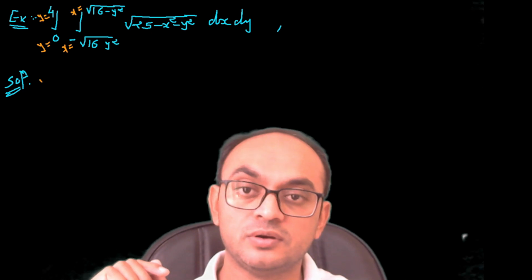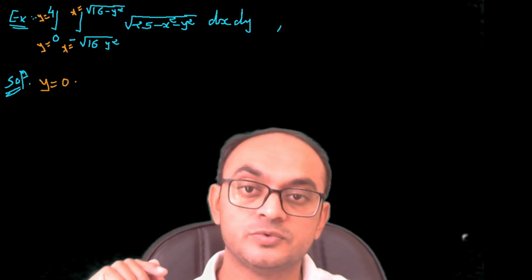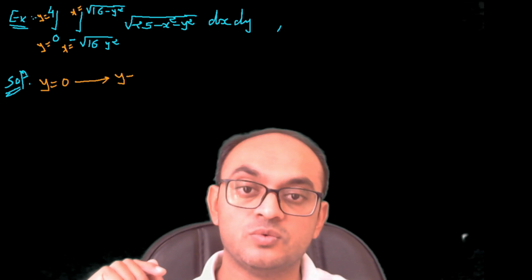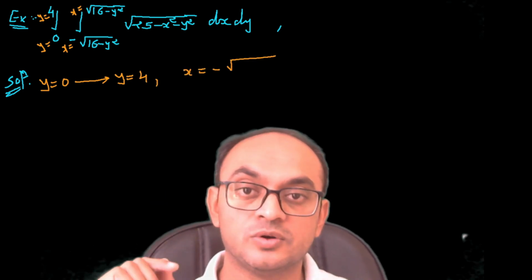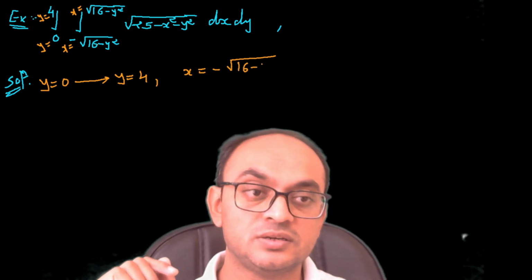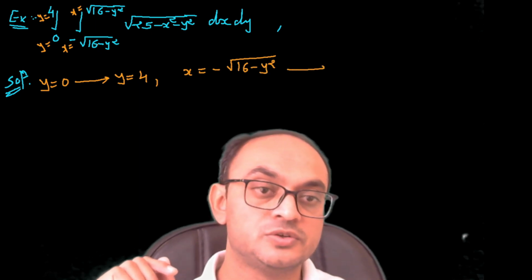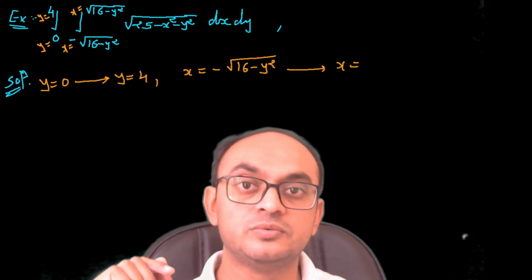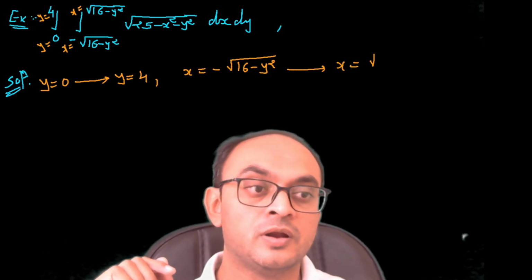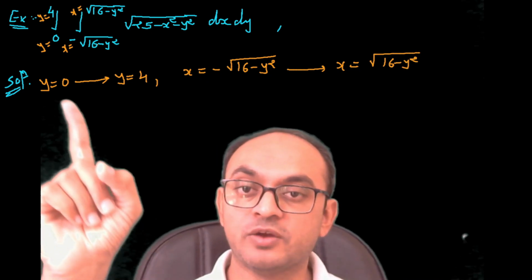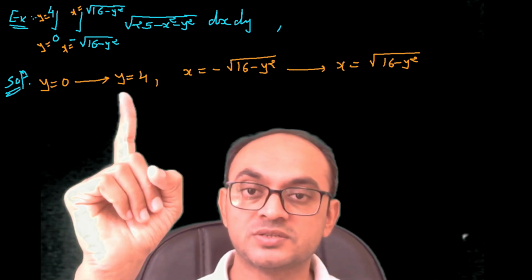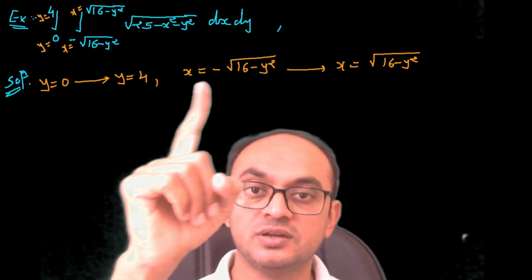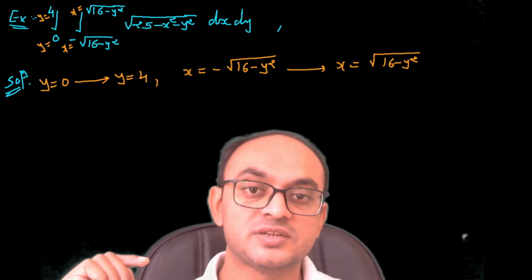So what I have given: y is equal to 0 to y is equal to 4, and another one is x is equal to minus under root 16 minus y square to x is equal to under root 16 minus y square. So y equal to 0 and y equal to 4 are the obvious curves. These two are lines. Next, which curve is this? So let us take square both sides.